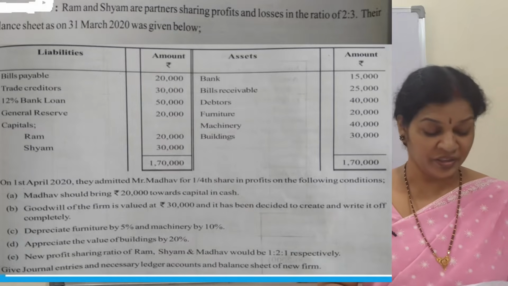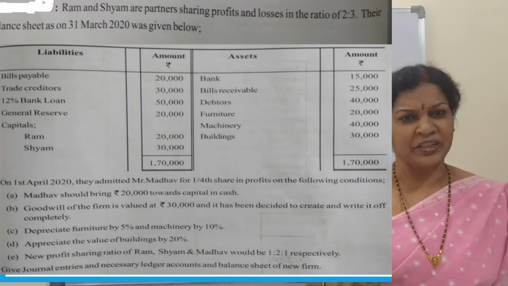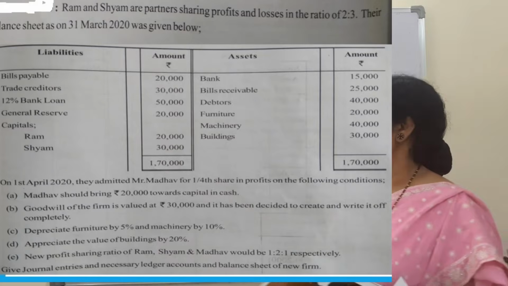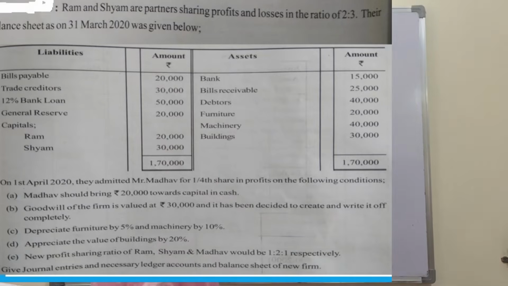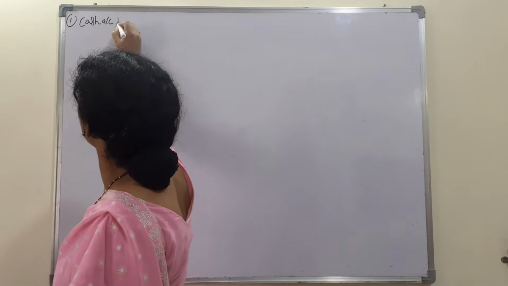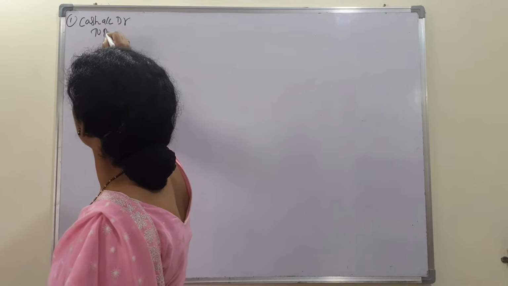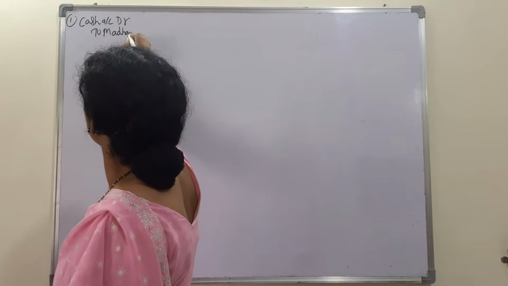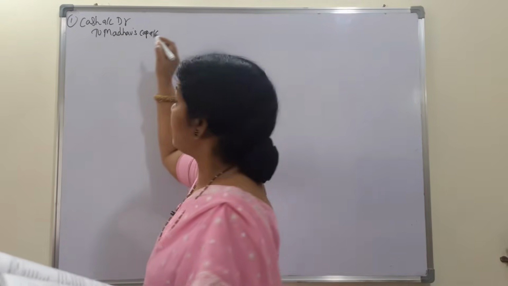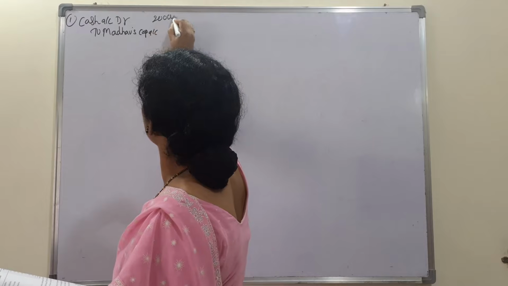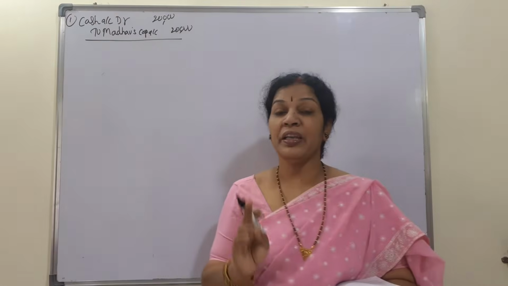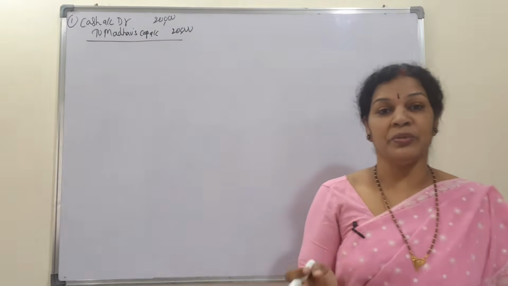First we will write the journal entries. Journal entries generally will be taken from the adjustments only. First adjustment is Madhav should bring 20,000 towards capital in cash. When he has to bring the capital in cash, the first journal entry will be cash account debit to Madhav's capital account. How much is he bringing? 20,000. Being capital brought by Madhav into business.